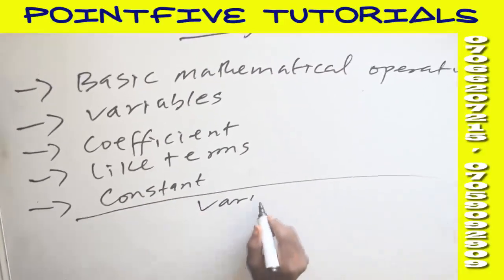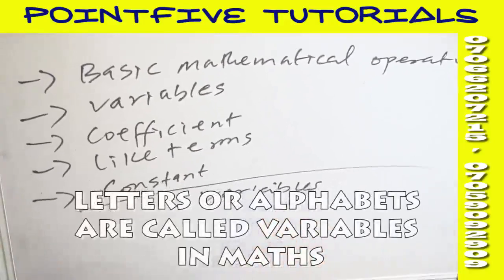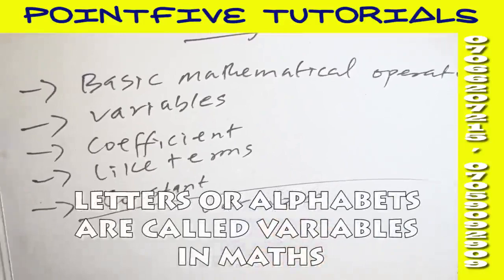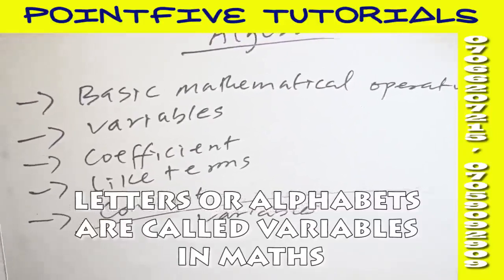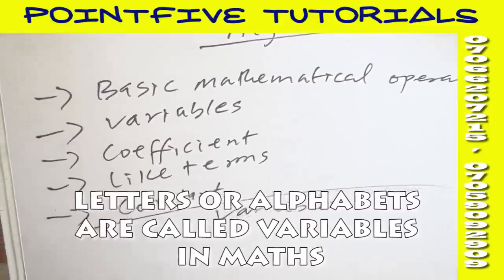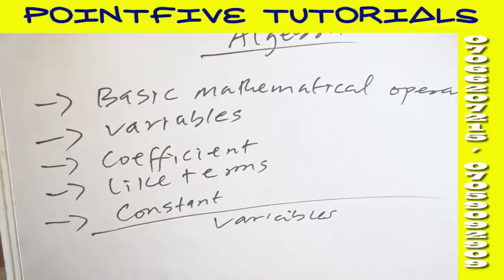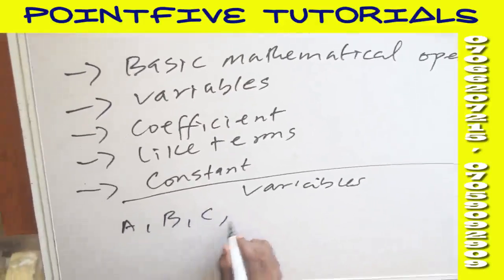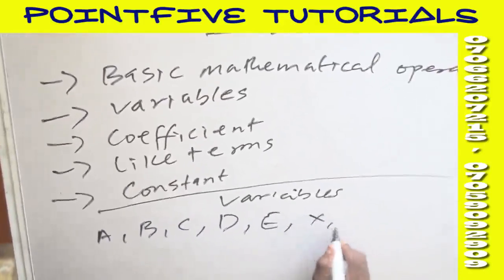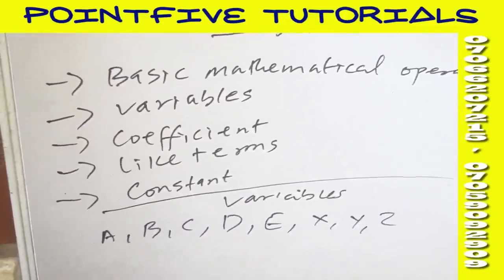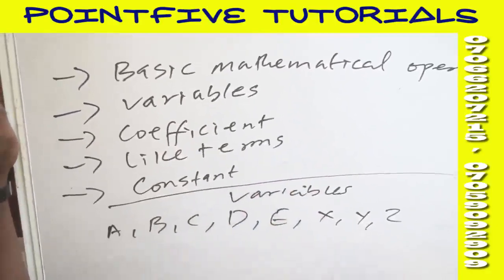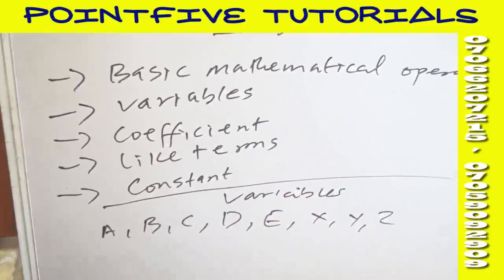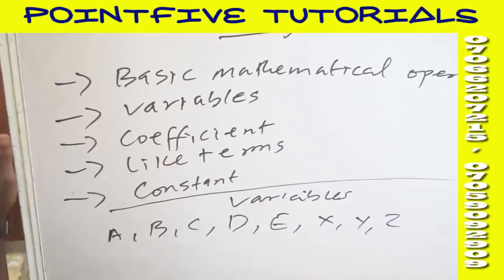If I should draw this guy, what is a variable? A variable is nothing but just the alphabets. Like in English language, we call it alphabet, something like A, B, C, D, X, Y, Z, etc. 26 of them, we call them alphabets. But in algebra, we don't use the word alphabet, we use the word variable.